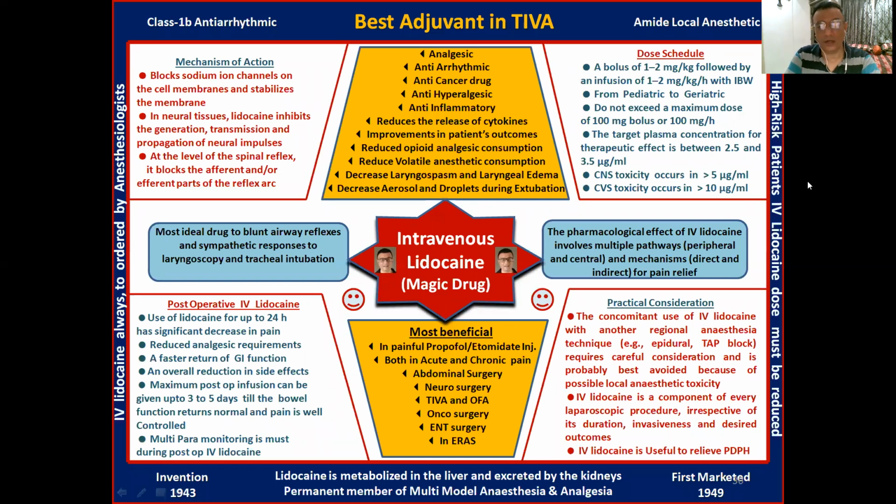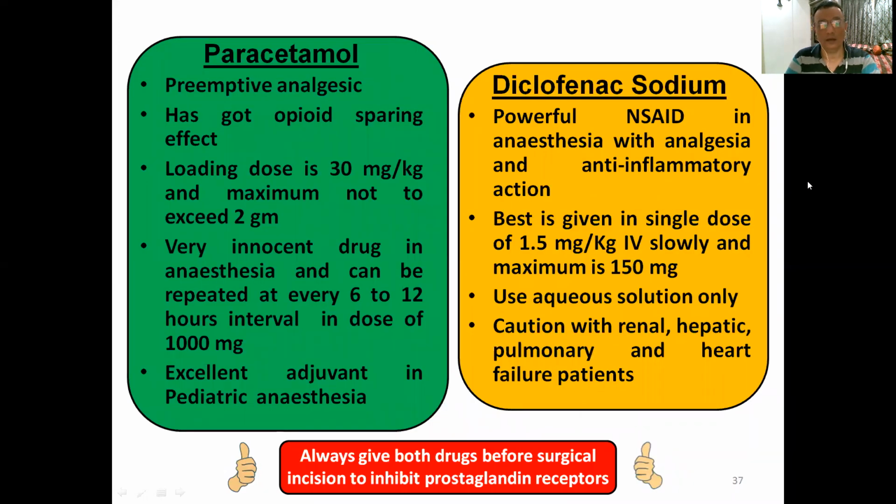So this is about intravenous lidocaine. Lidocaine is a very versatile drug. I give it even at the time of reversal also. Now, another best adjuvant drug in my anesthesia practice is paracetamol and diclofenac sodium.